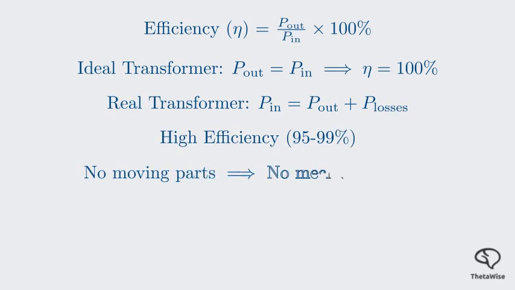This eliminates the two major types of mechanical energy losses found in rotating machinery like motors and generators. There are no bearings or commutators to cause frictional loss, and there is no armature or cooling fan battling air resistance to cause windage loss. Because these mechanical losses are absent, the efficiency of a transformer is limited only by its electrical and magnetic losses. And it is the absence of moving parts that allows transformers to be so incredibly efficient.